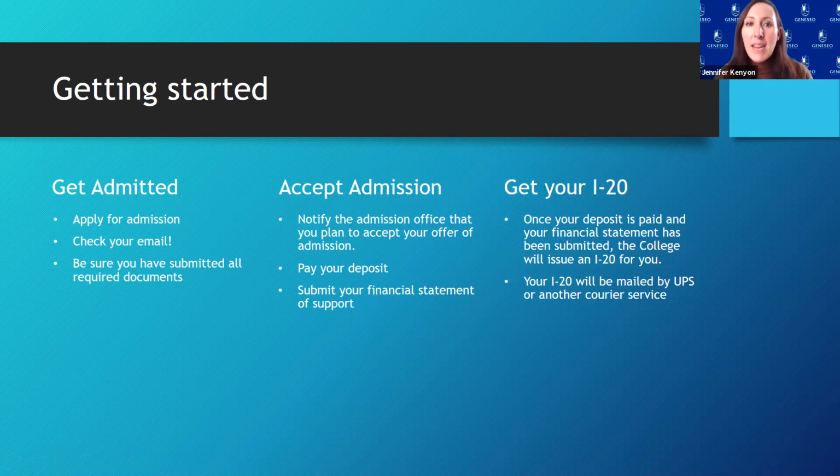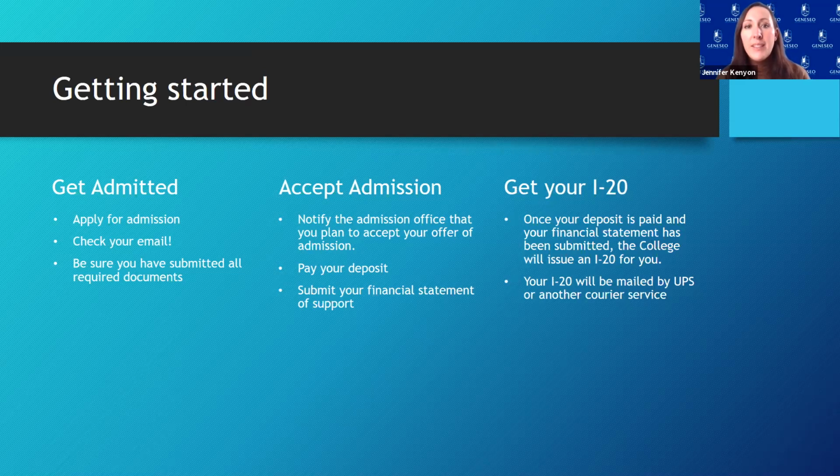So now that you're admitted, the next step that's going to happen might vary a little bit from school to school. So I'm going to talk about what we do at Geneseo. First, we would notify you that you've been admitted, and you would also get instructions about how to pay your deposit. So once you pay your deposit, that's what triggers our system to allow you to register for classes, and it tells us to issue your I-20.